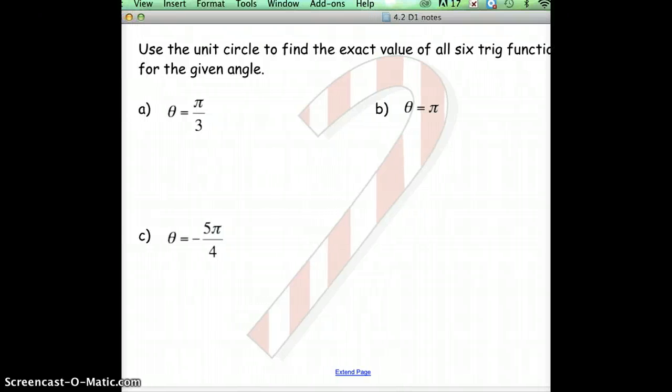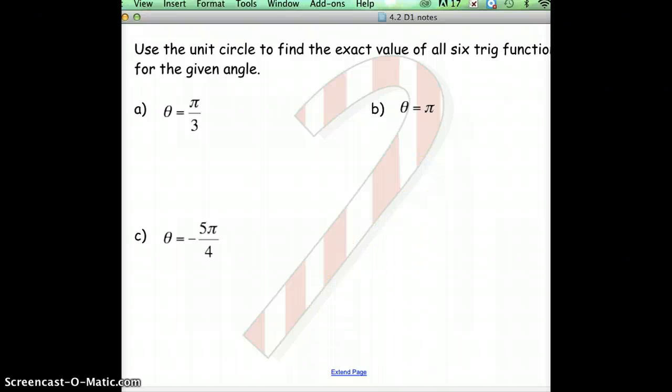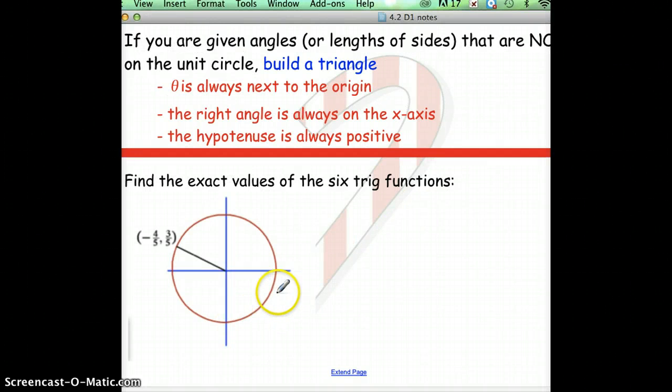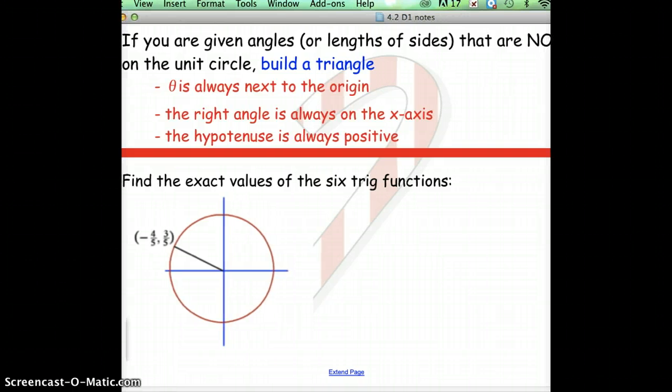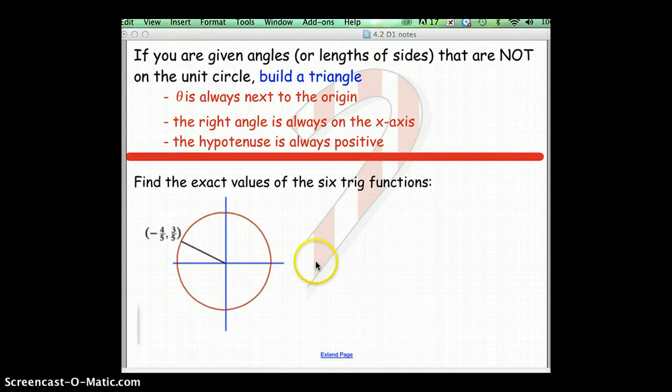Let's see. I don't know why this isn't fitting. Use the unit circle to find the exact value of all 6 trig functions for the given angle. We're going to skip that page. Hang on. This is what I want to get to. Hang on just a second. I want to try to resize the page. Okay, there, that's better. All right.